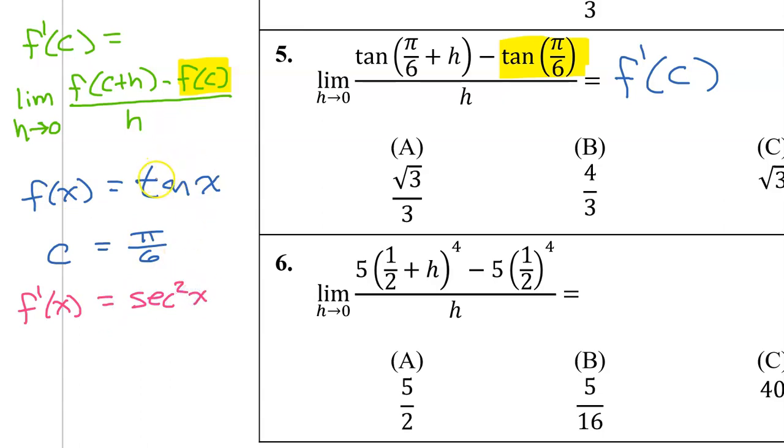Well, if function f is tangent, then f prime will be secant squared. We've memorized that the derivative of tangent is secant squared. But we want f prime at c. And c is pi over 6. So that means secant squared at pi over 6. So all we need to do is evaluate this, and that'll be the answer.